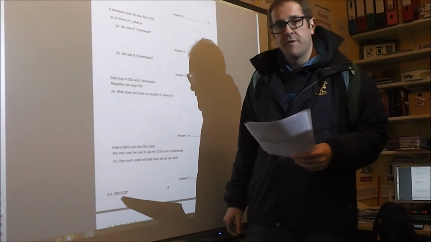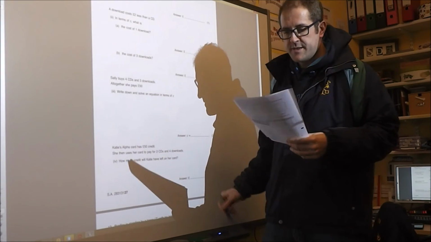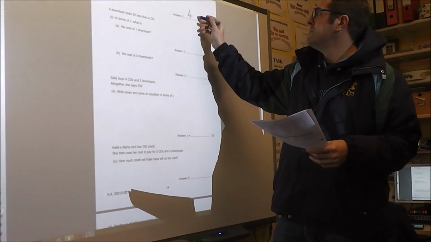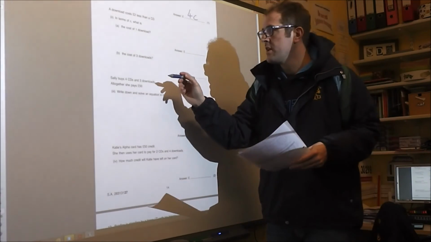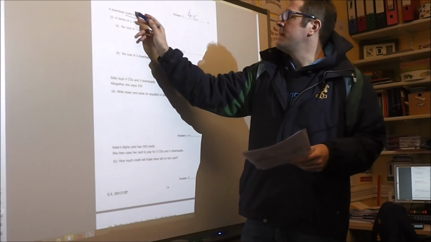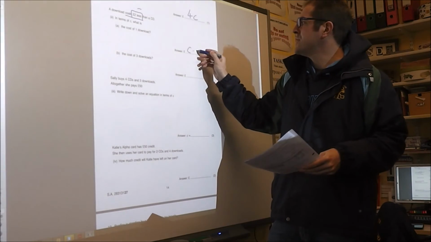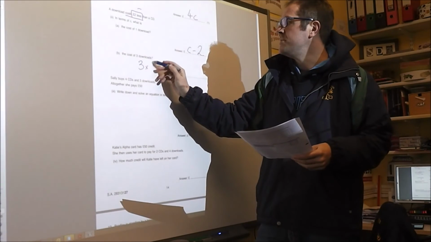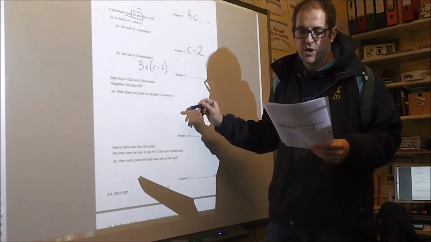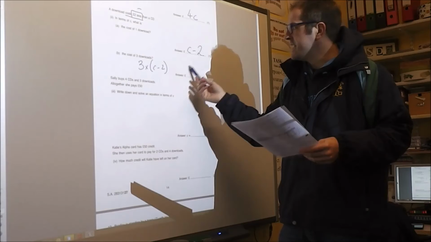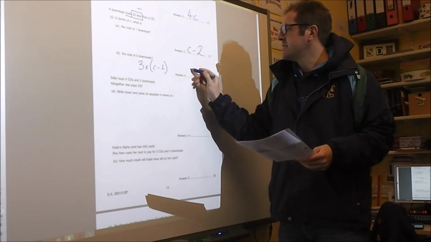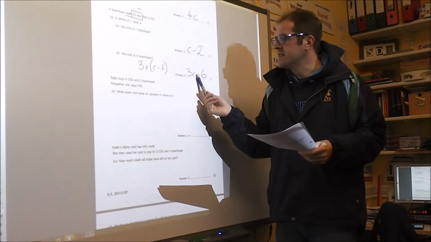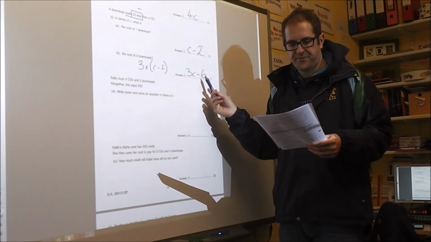Okay, 12 is on forming and solving equations. 1 CD is C, so 4 of them would be 4C. A download is £2 less, so C take away 2. And then the cost of 3 of them would be 3 lots of C minus 2. Don't forget to put it in brackets because the whole thing is times by 3. If you multiply the brackets, you get 3C minus 6.